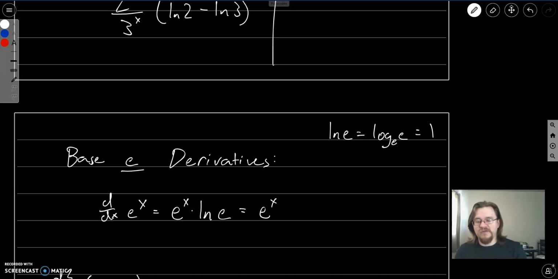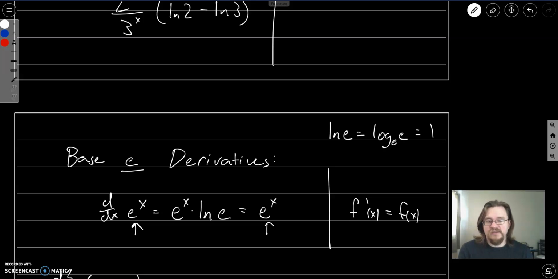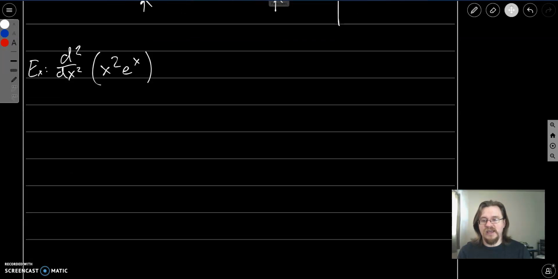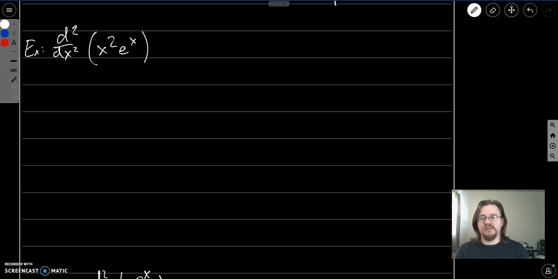So the derivative of e to the x is e to the x, which makes this a really nice function to take the derivative of. If we have to multiply by the natural log of e, we're just multiplying by 1. So e to the x is an example of a function where if I take the derivative of that function, it's equal to the original function. There are more functions like this, but this is one of the nicest examples of a function that's equal to its own derivative. So let's take some derivatives and see this in action.